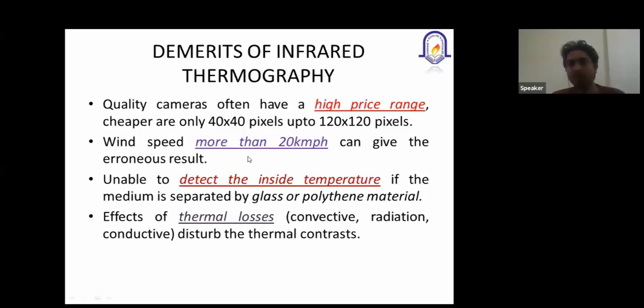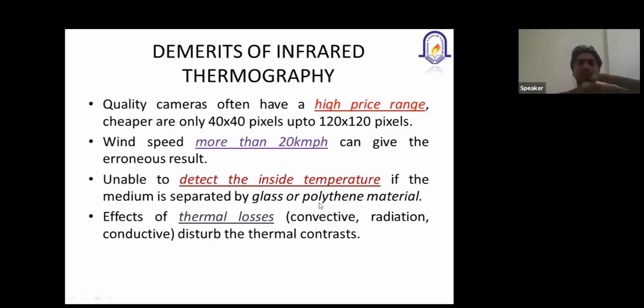Wind speed more than 20 kmph can give erroneous results. Okay? Whenever there is some wind, cold wind blowing across the object and thermal camera, we are going to get the wrong results. Unable to detect the inside temperature if the medium is separated by glass or polythene. Okay, this is also one of the problems.